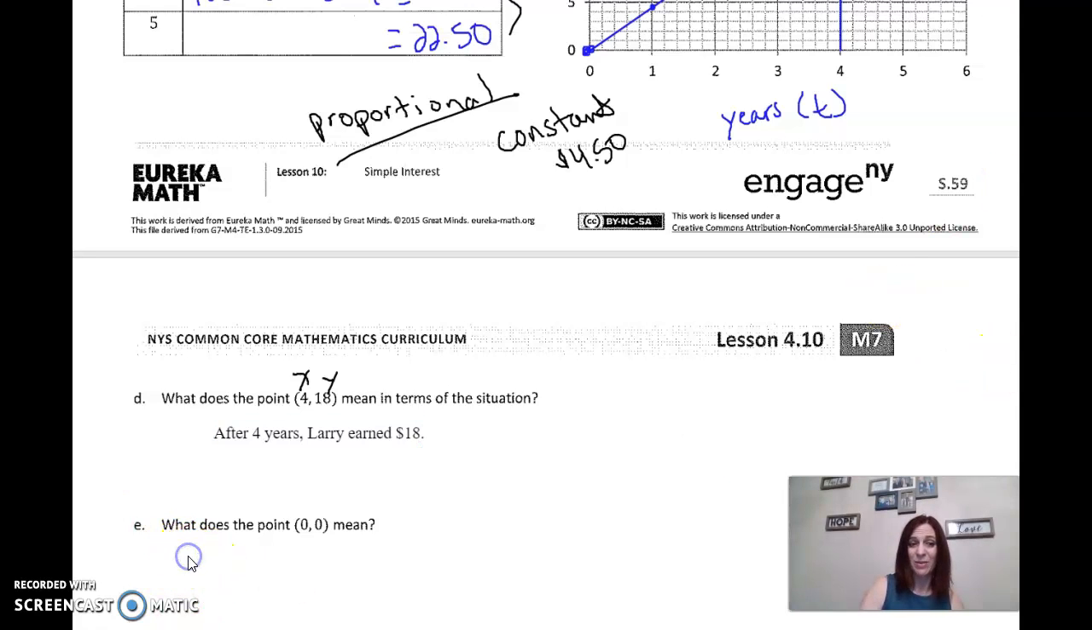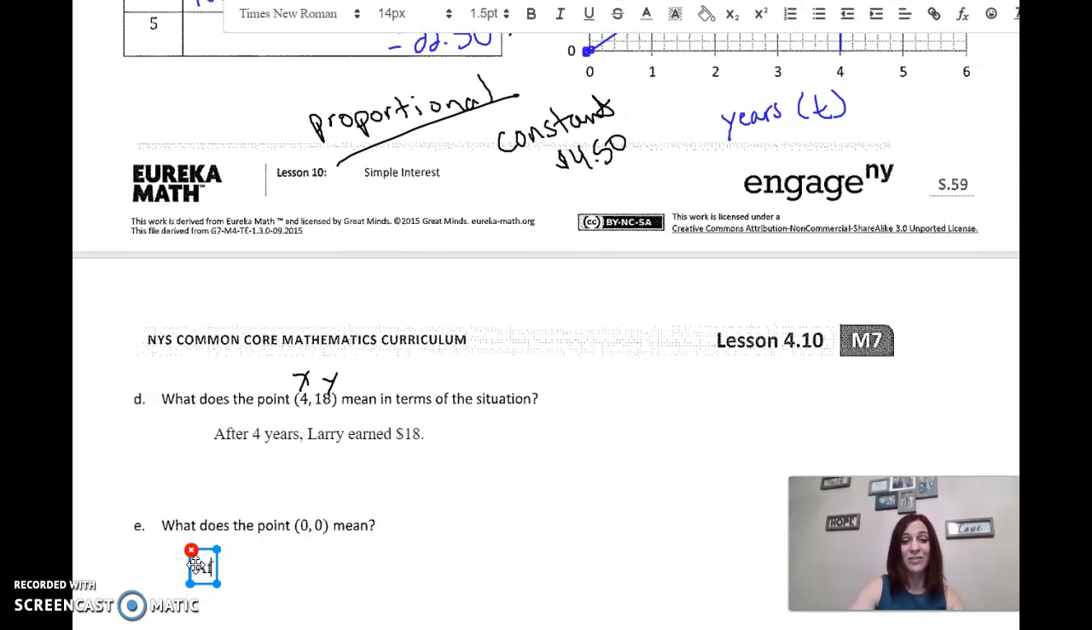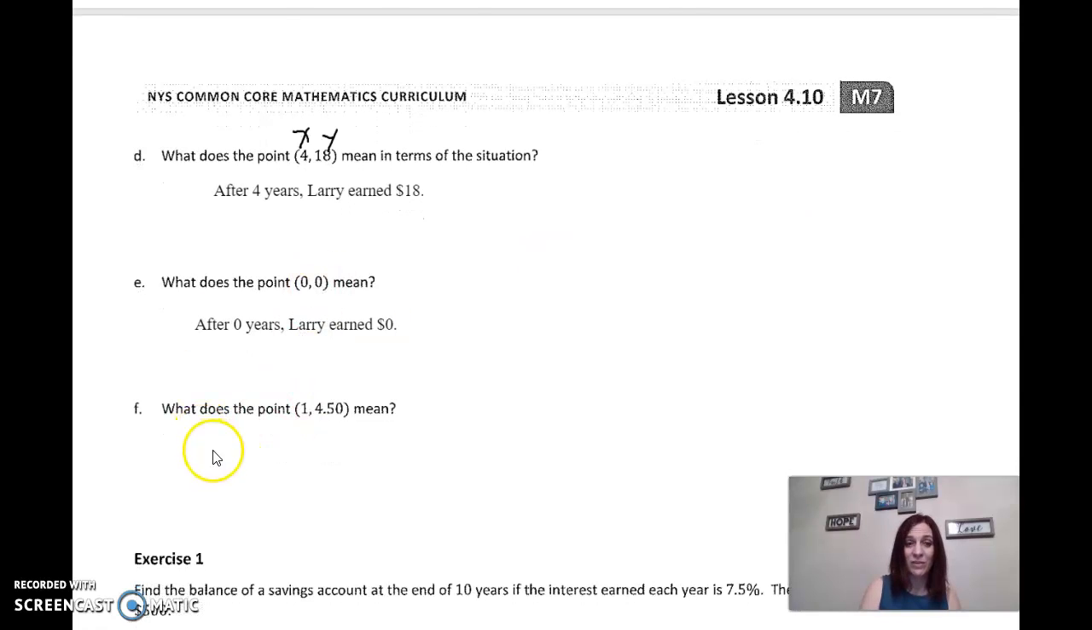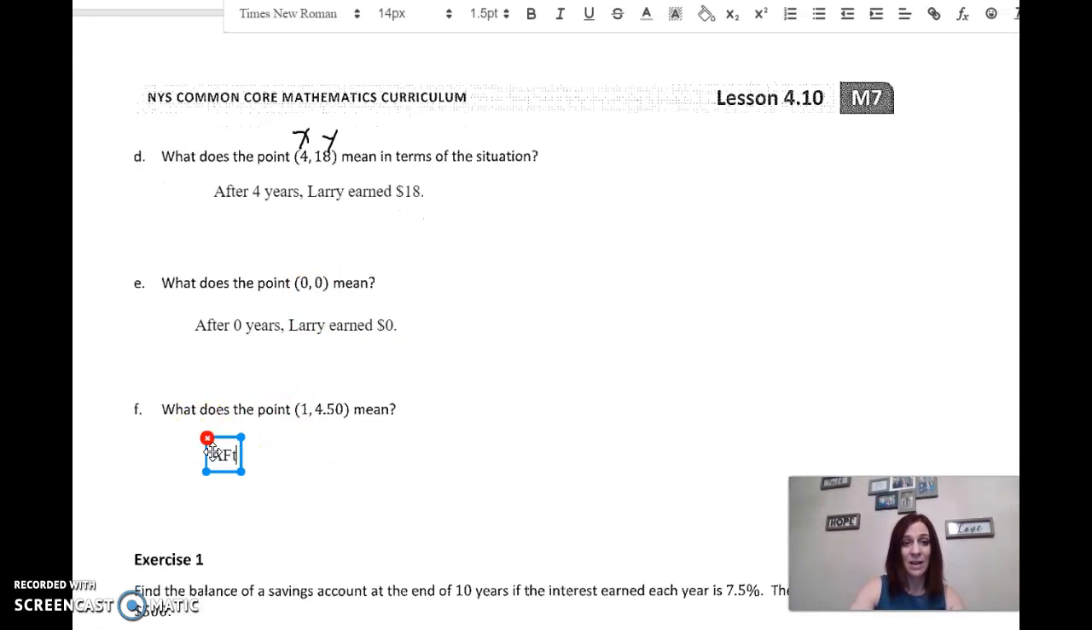So what does the point (0, 0) mean? Well, kind of the same thing, right? After 0 years, Larry earned $0. And just one more. What does the point (1, 4.50) mean? Well, same thing. After 1 year, Larry earned $4.50.